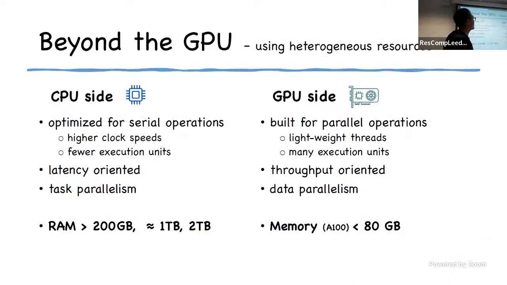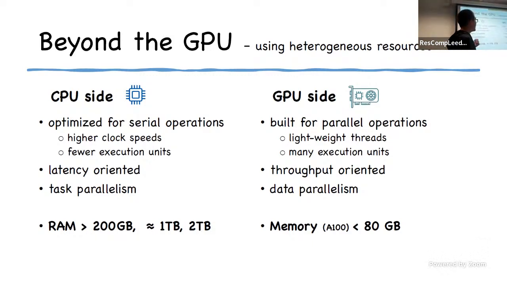Our solution is to use heterogeneous resources. We have no more GPUs, but we already have CPU resources. On the CPU side, normally a computing server will have 200 gigabytes, and in a high performance cloud server, the DRAM can reach 1 terabyte or 2 terabytes. But on the GPU side, the latest GPU, the A100, only has 80 gigabytes of memory.